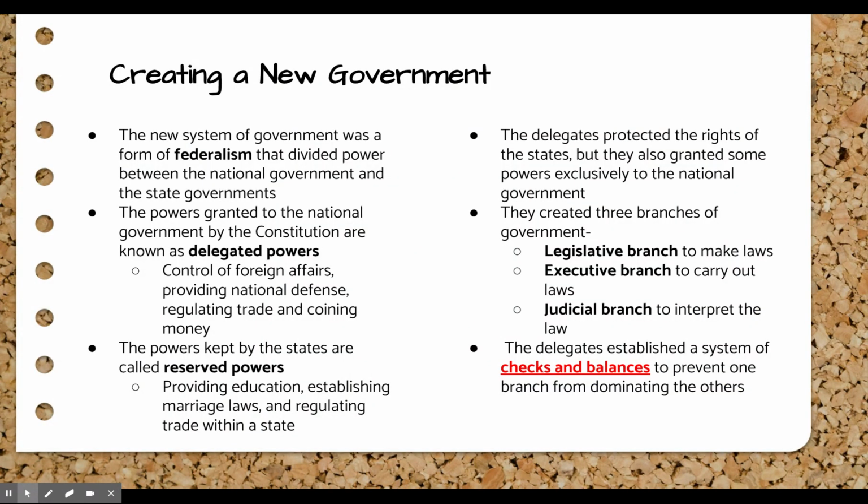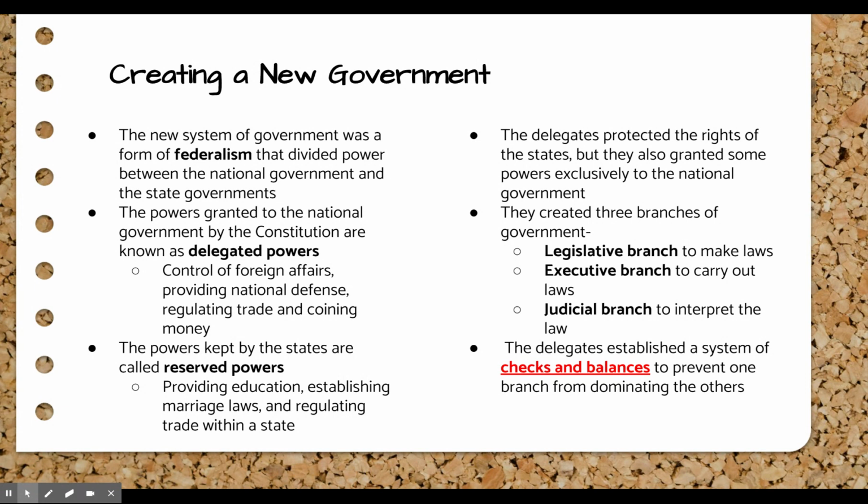Created a new government. The new system of government was a form of federalism that divided power between the national government and the state governments. The powers granted to the national government by the Constitution are known as delegated powers: control of foreign affairs, providing for national defense, regulating trade, and coining money.